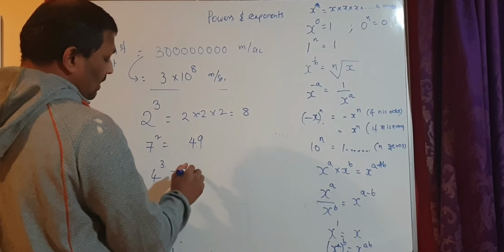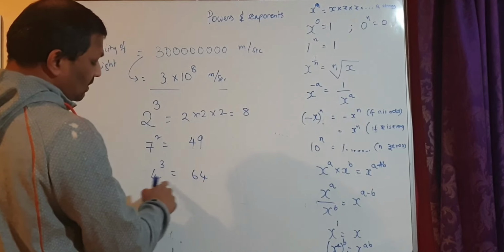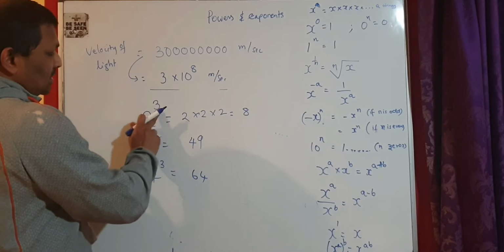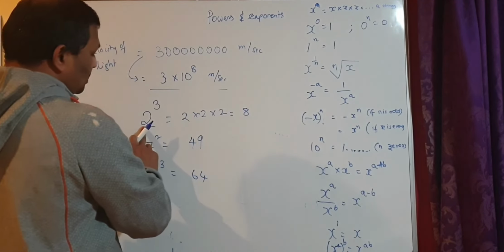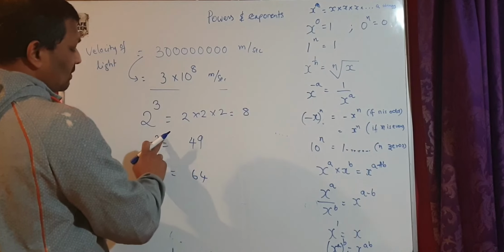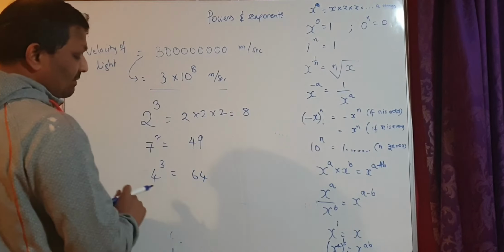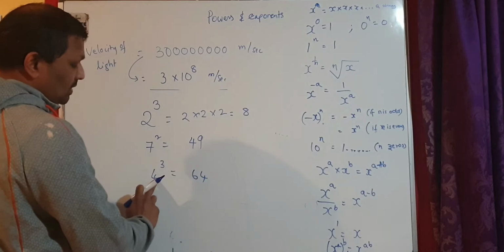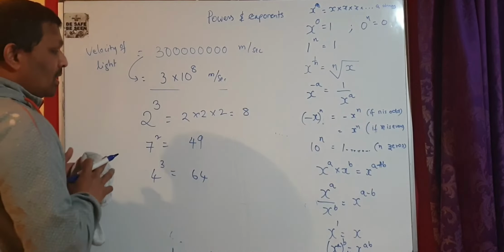In such case, you got an answer of 64. So 64 is more than 4. 2 raised to the power of 3, you got 8, which is more than 2. 7 raised to the power of 2, you got 49, which is more than 7. 4 cube, you got the answer 64, which is more than 4.